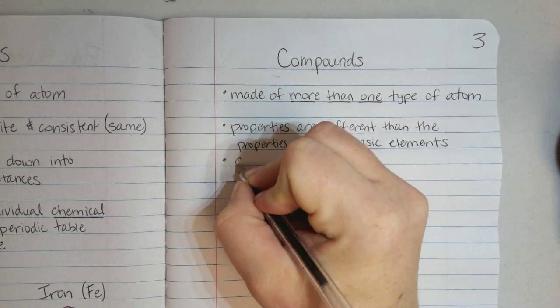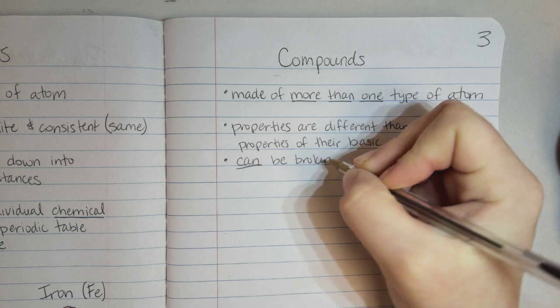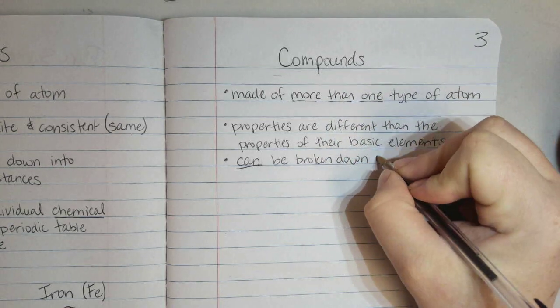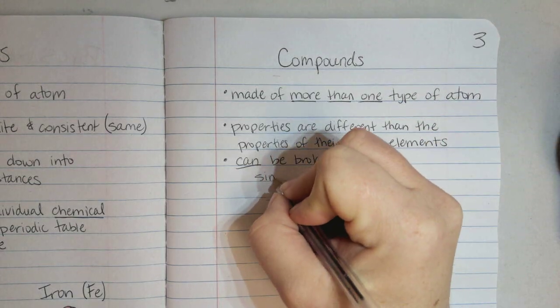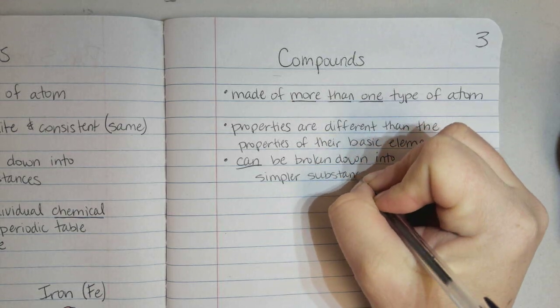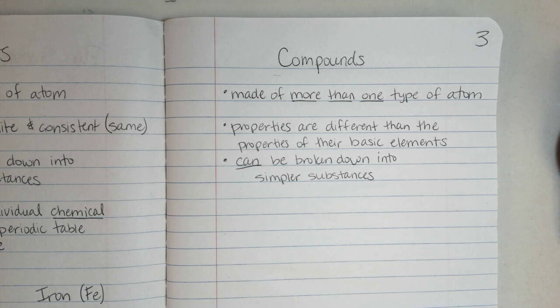Compounds can be broken down into simpler substances. That's the opposite of elements. We said elements were as simple as it gets, but compounds can be broken down into more simple substances.